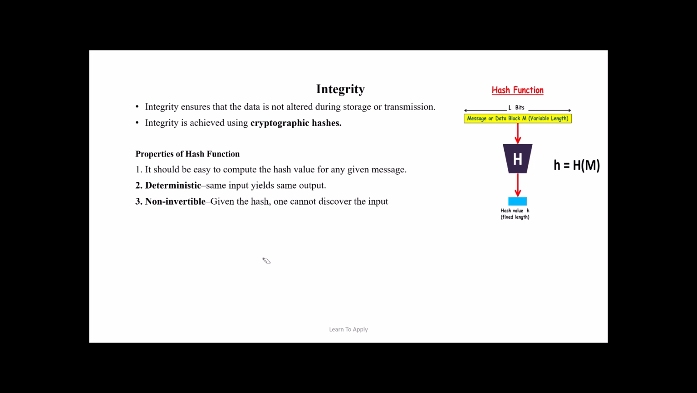Third point, it is non-invertible, which I already explained. This is a one-way mathematical function. So from message to hash, you will be able to go, and it's easy to compute that, but you will not be able to get back from hash to message. That's why this is non-invertible. That is, given the hash, you cannot discover what input it was, right?